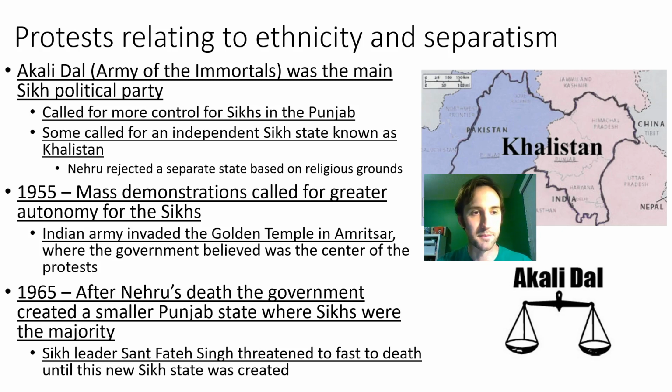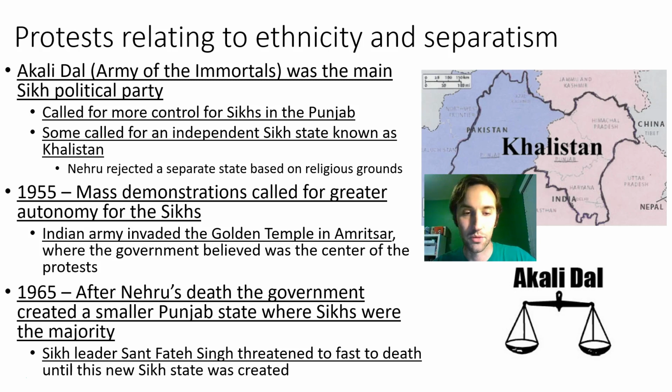But they kept pushing. 1955, mass demonstrations called for greater autonomy. They wanted more power in their own state. And the Indian Army said no. Nehru said no. The Indian Army invaded the Golden Temple, their holiest site in Amritsar, where the government believed the center of the protests was. So we get this pattern of the Indian Army invading this holy Sikh site, because this is going to happen again in 1984. It's not going to turn out well.